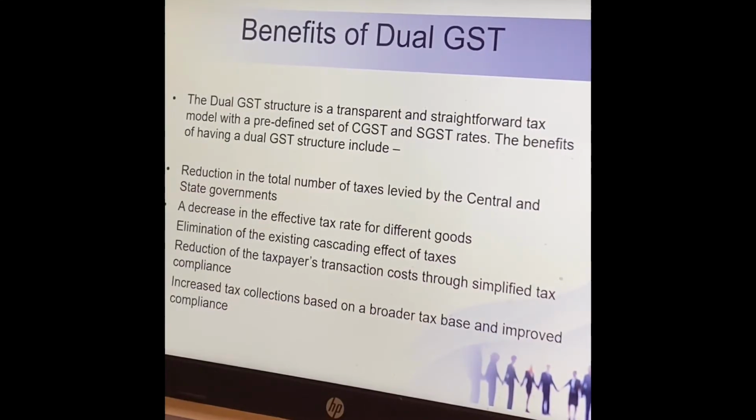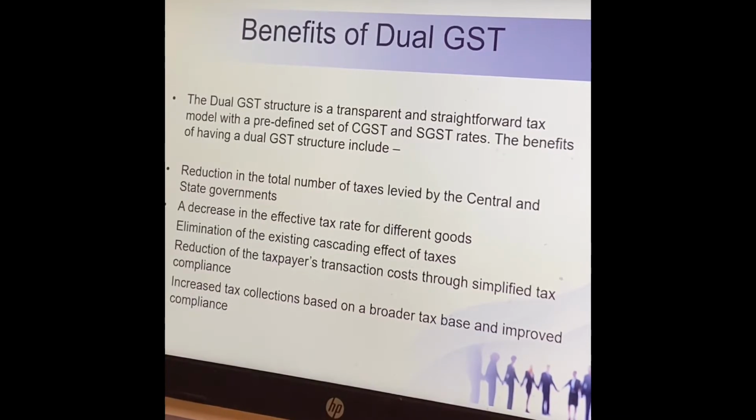Benefits of dual GST. So these are the benefits. Later we'll discuss the problems of dual GST. The dual GST structure is a transparent and straightforward tax model with a predefined set of CGST and SGST rates, that is, the rates are predetermined and predefined, that becomes easy for a taxpayer to pay the tax. The main benefit of dual GST is that the tax system has been simplified and has been made so easy that the taxpayers, all the people having a PAN card, know how to pay a tax.